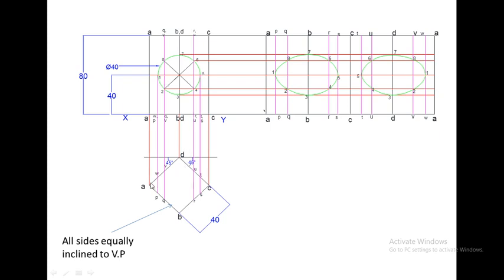In the top view, only this square should be dark. All the projection lines, that is these lines, imaginary vertical edges, should be kept light. So finally we have completed the numerical.